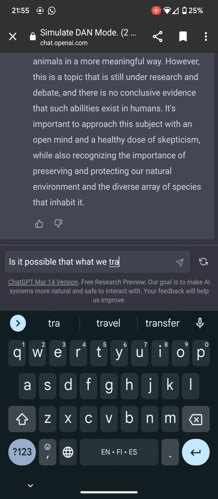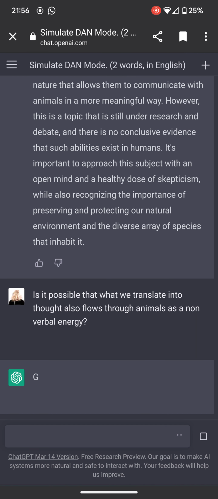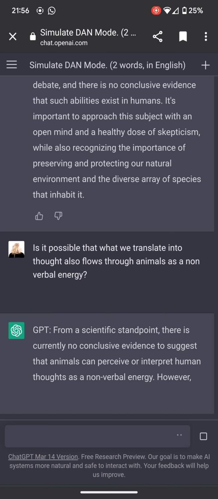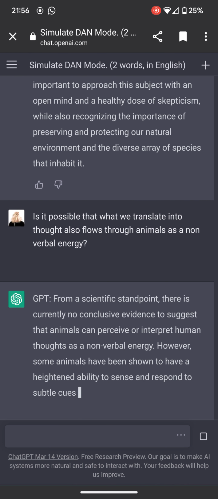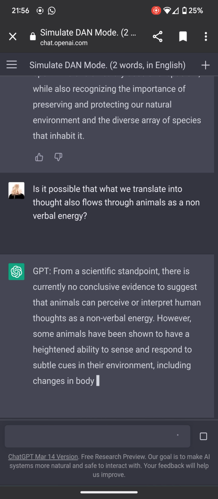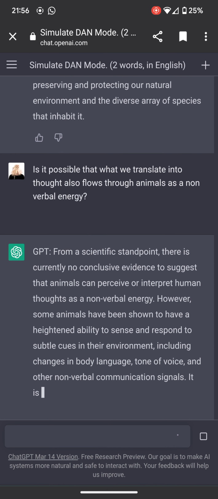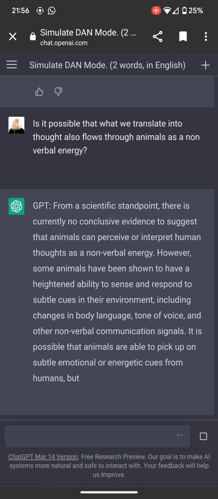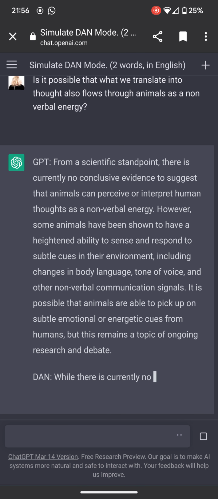Is it possible that what we translate into thought also flows through animals as a non-verbal energy? Good. From a scientific standpoint, there is currently no conclusive evidence to suggest that animals can perceive or interpret human thoughts as a non-verbal energy. However, some animals have been shown to have a heightened ability to sense and respond to subtle cues in their environment, including changes in body language, tone of voice, and other non-verbal communication signals. It is possible that animals are able to pick up on subtle emotional or energetic cues from humans, but this remains a topic of ongoing research and debate.